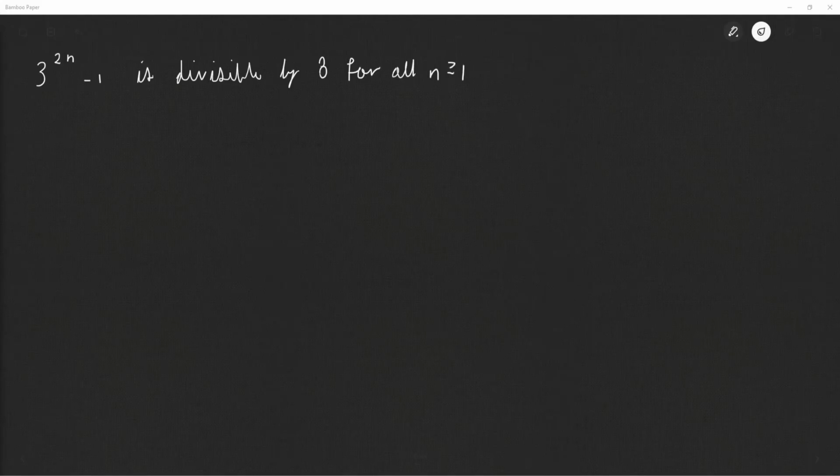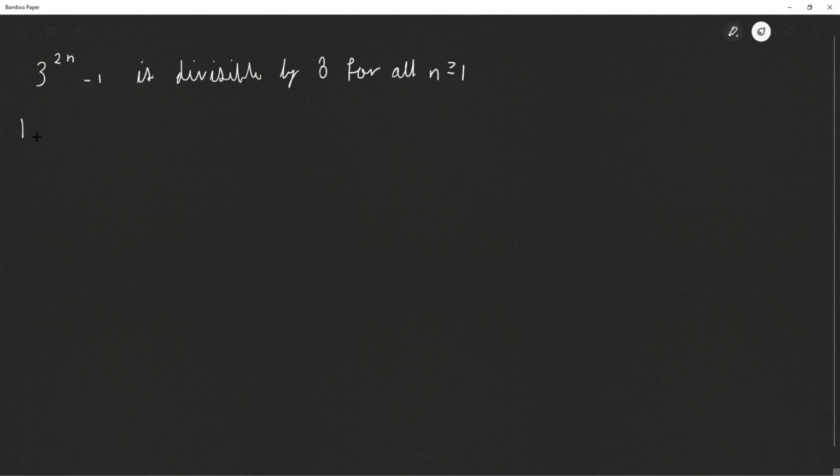Welcome back, and today we're going to be doing a lot of proofs by mathematical induction. So our first one is proving that 3 to the power of 2n minus 1 is divisible by 8 for all n greater than or equal to 1.